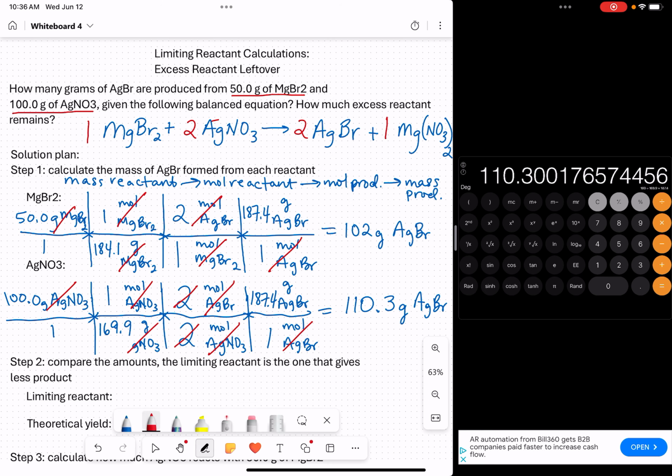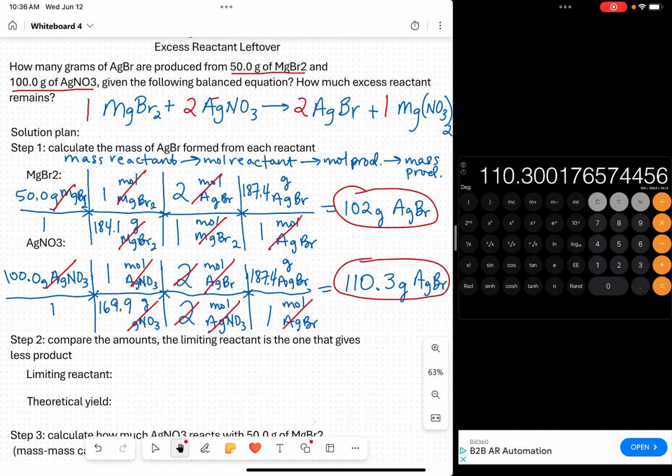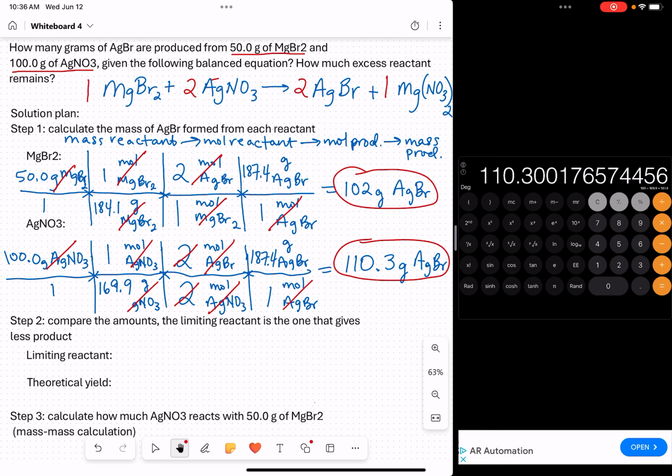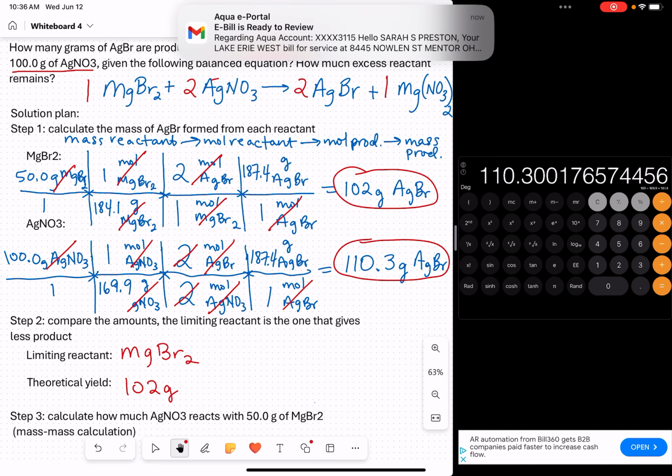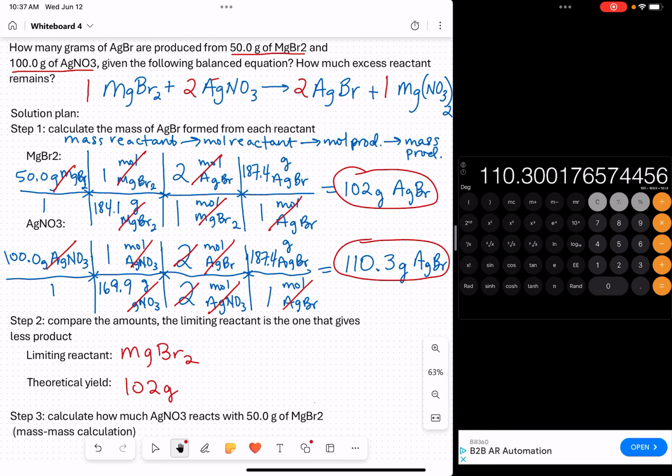So comparing these two numbers, the smaller one is 102. So my limiting reactant in this case is magnesium bromide, because that gave me the lesser amount of product, and the theoretical yield, or the maximum amount of product I can make, is 102 grams of silver bromide.